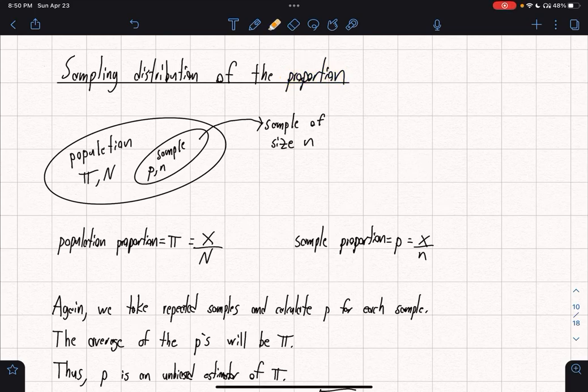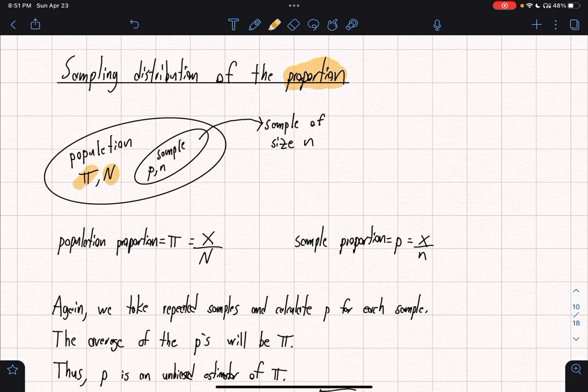Okay, to finish out this chapter, we're now going to talk about the sampling distribution of the proportion. Up to this point, we've been talking about the average, so we were trying to estimate the population parameters mu and sigma squared. But now we're interested in the population proportion. So now when we think about our population, this big circle, we're talking about the population proportion pi and the number of observations in the population.